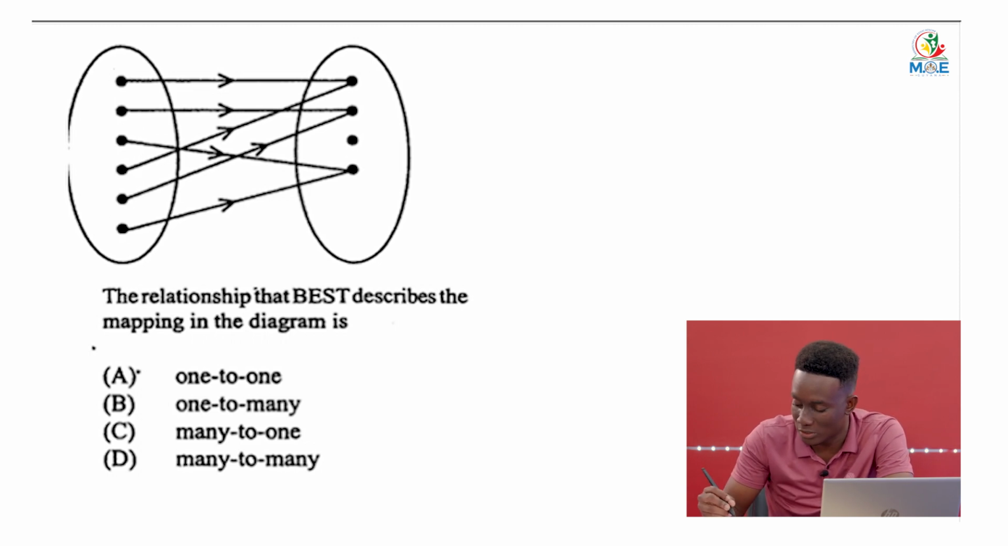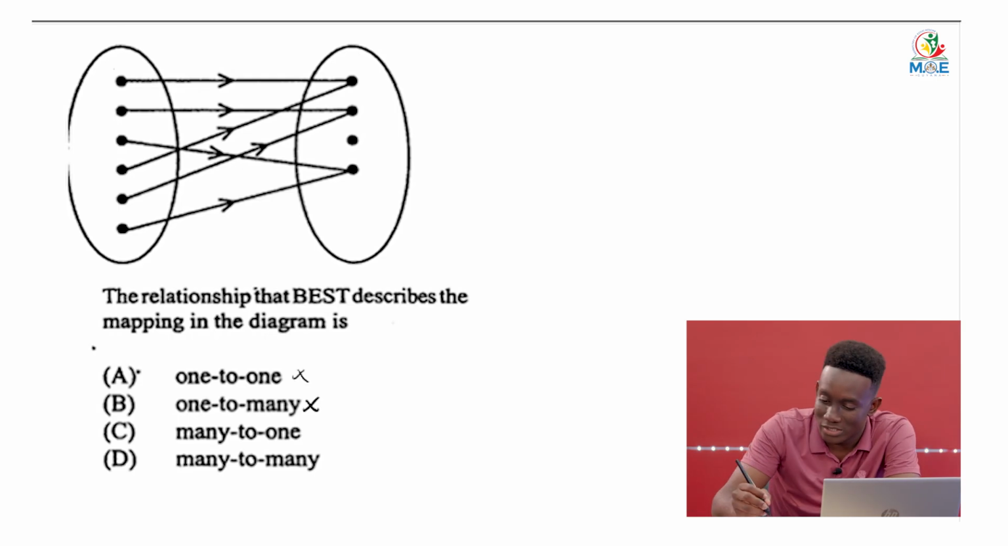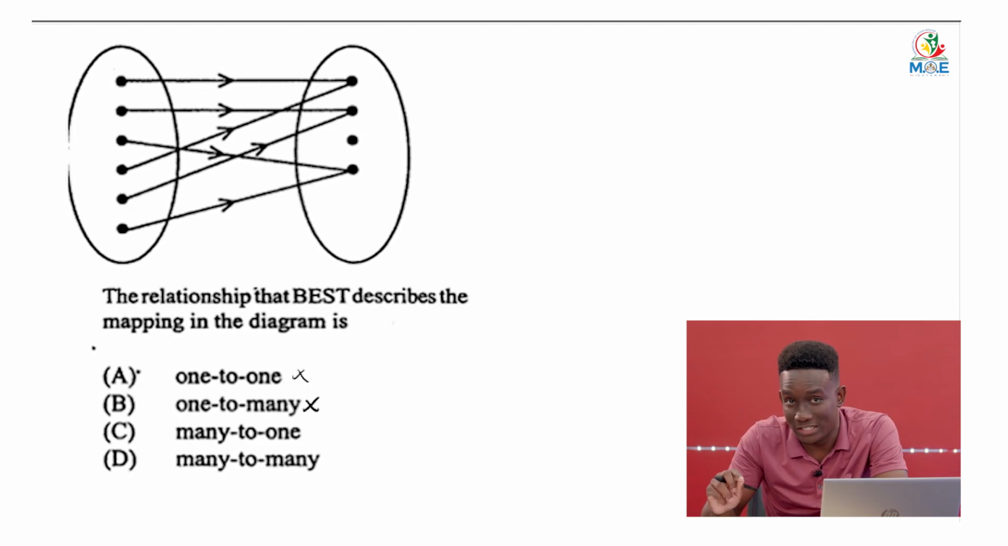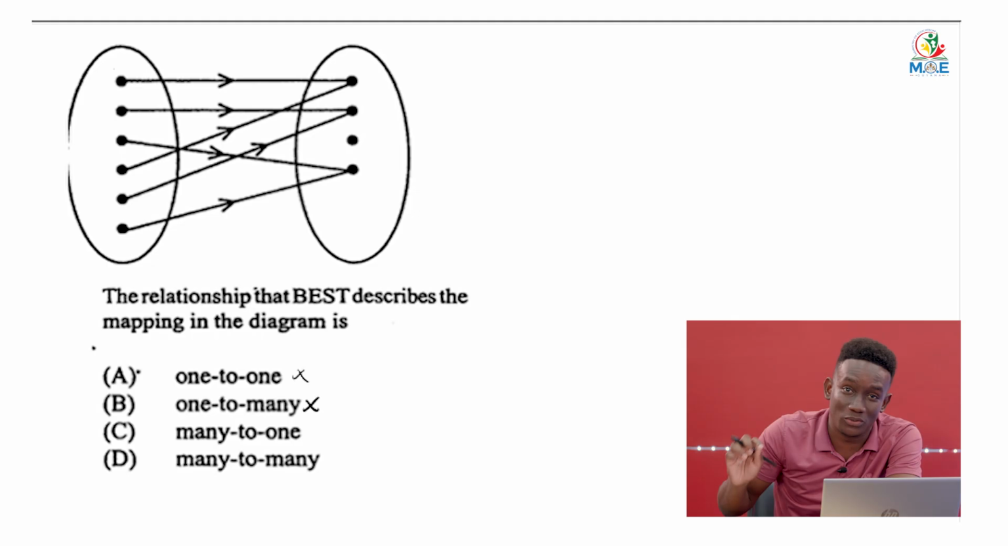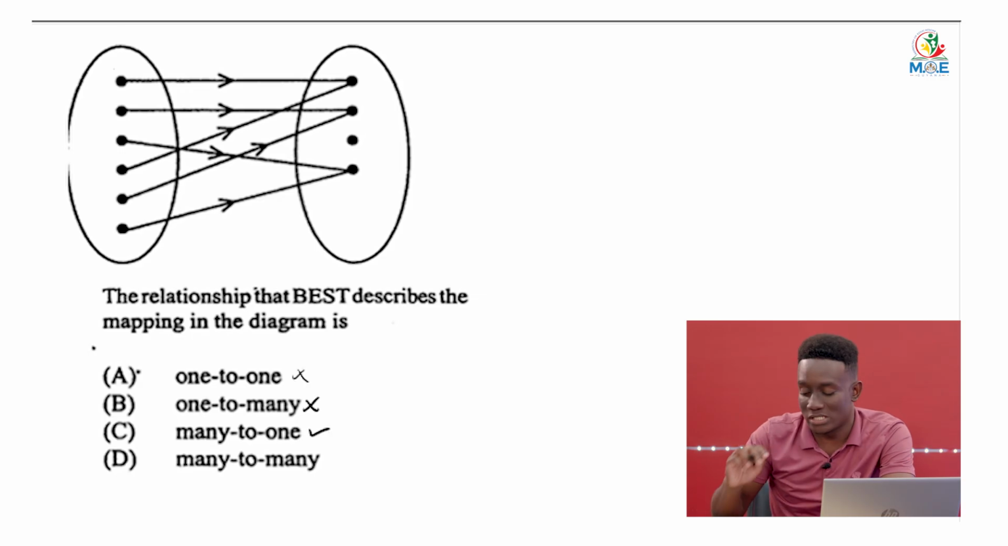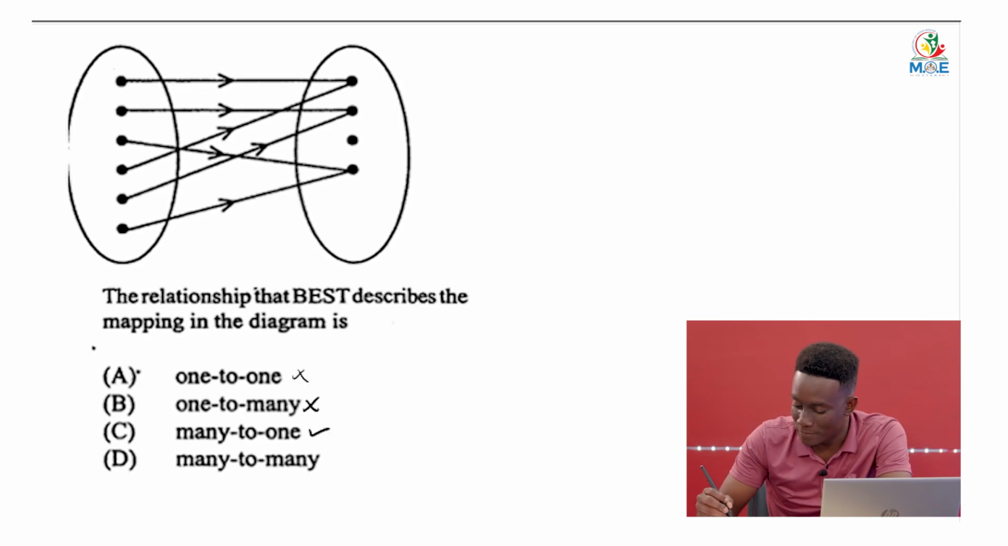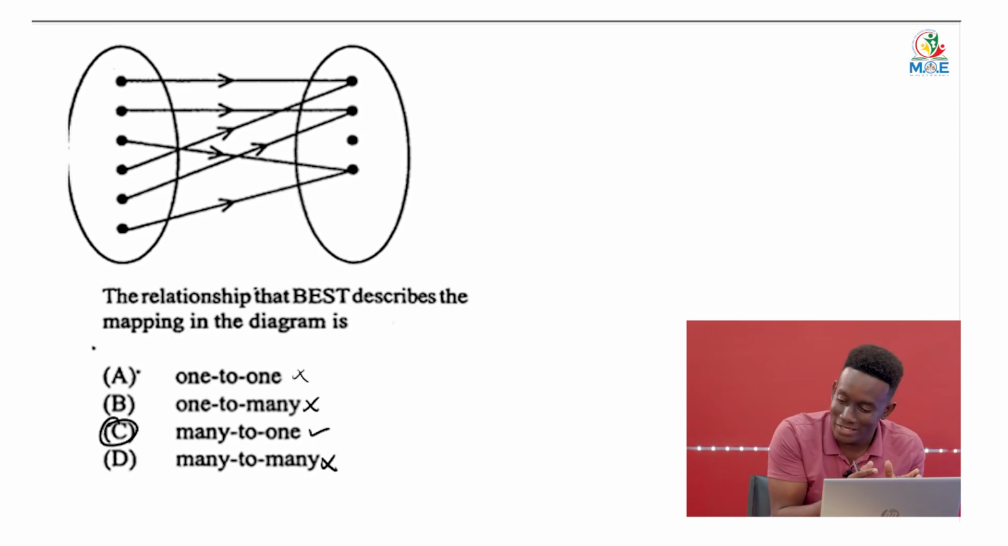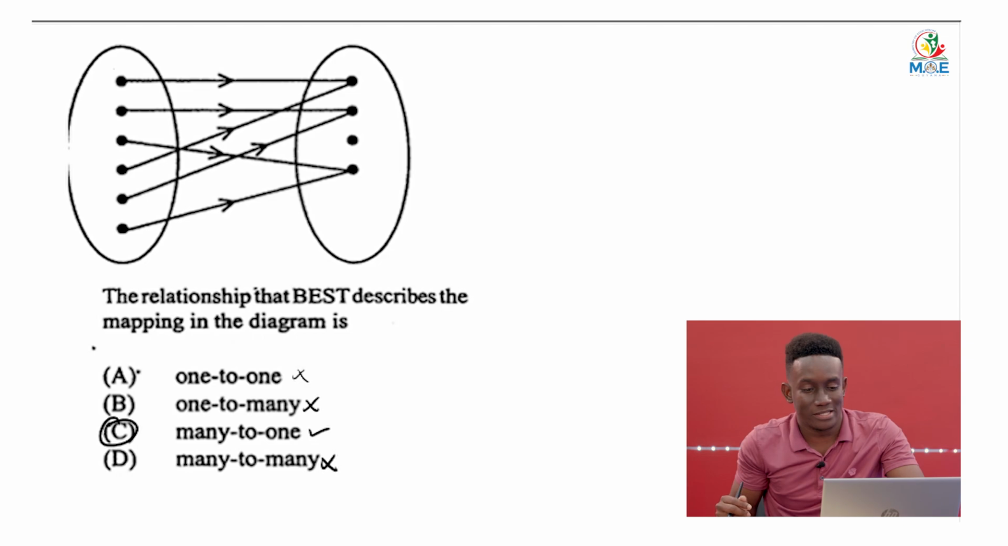So 1-to-many is out. Is it a many-to-one? Do we have many going to one? In this case, you see these are going to the same element. When we have at least two elements being mapped onto the same element in the codomain, we can say it's a many-to-one. So as long as it's not a 1-to-many and is a many-to-one, it cannot be a many-to-many. So the answer here is C, many-to-one, because we have many going to one.